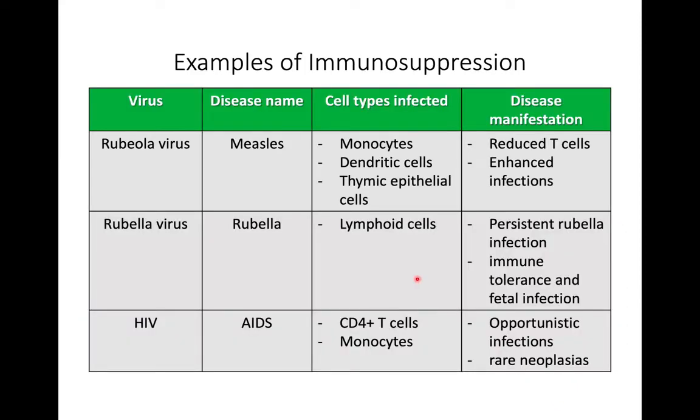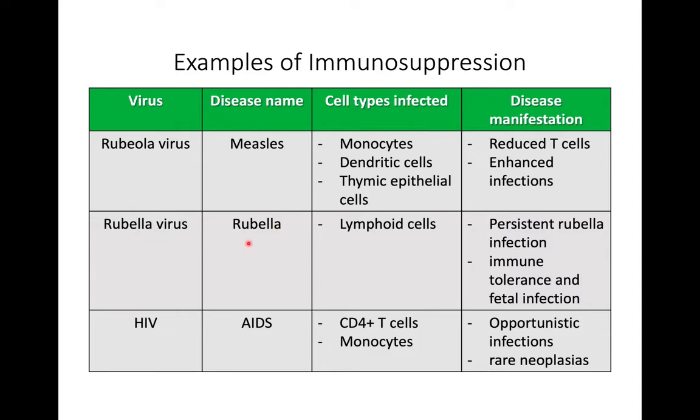So a few more examples, right? Rubeola virus, that's measles. It can infect monocytes, dendritic cells, thymic epithelial cells, as well as epithelial cells of the skin, where we get the red rash from. And as it infects these and carries out its effects, we get reduced T cell activation and enhanced infections, both enhanced measles infection, but also enhanced bacterial infections, even after the measles has been cleared.